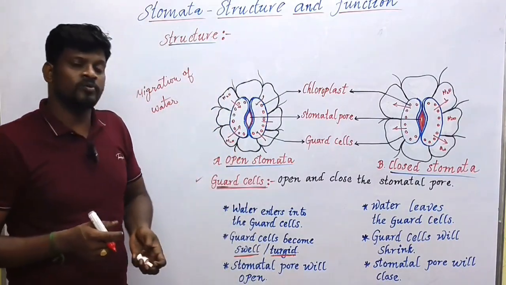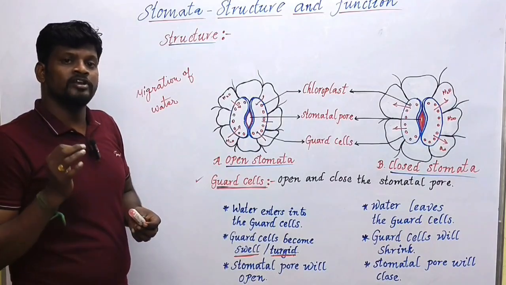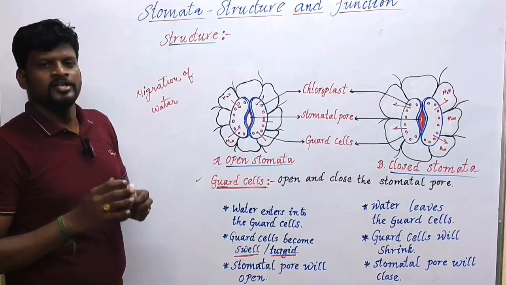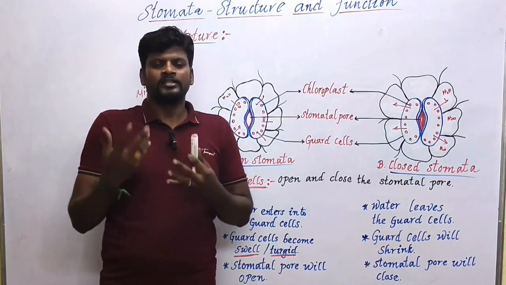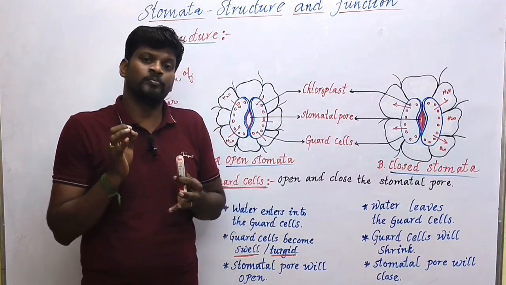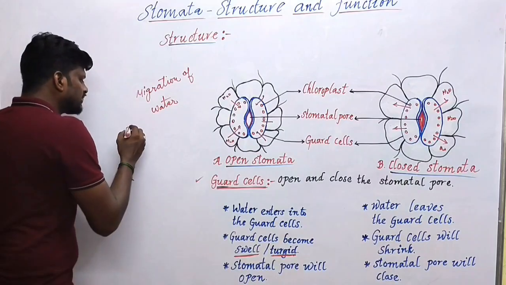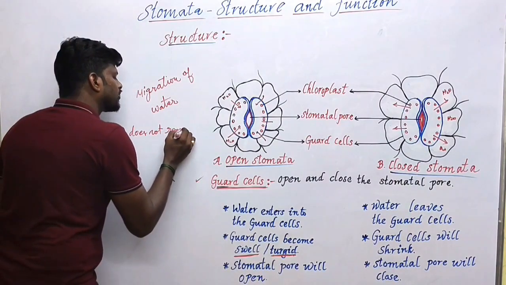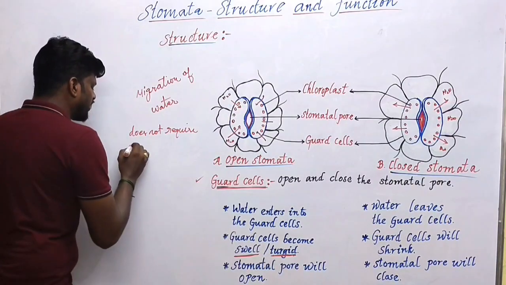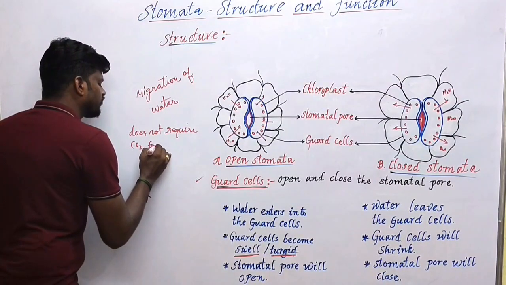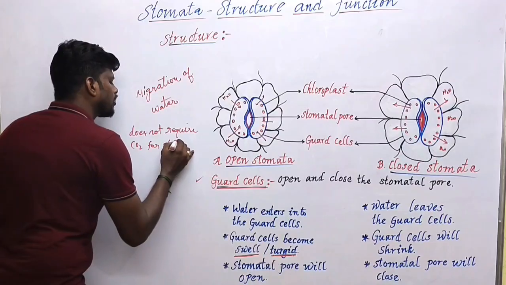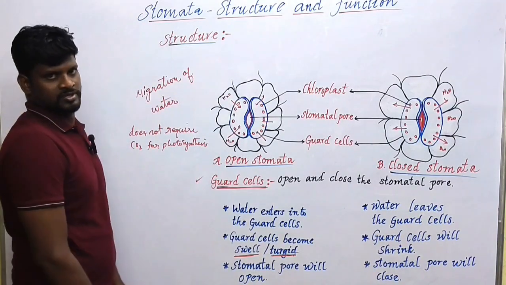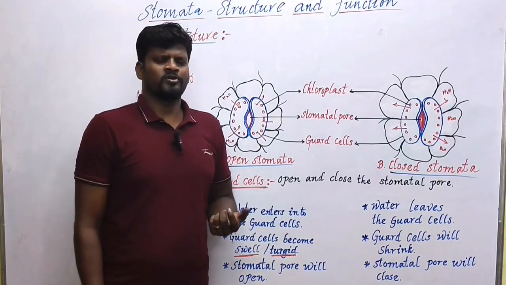Understood? You may have another question. When does the plant close the stomatal pore? So it is a very important question. The plant closes the stomatal pore when it does not require carbon dioxide for photosynthesis. So, sir, what are you saying?